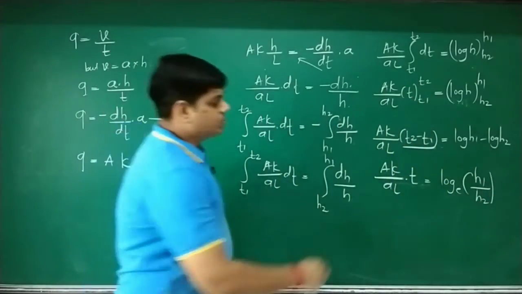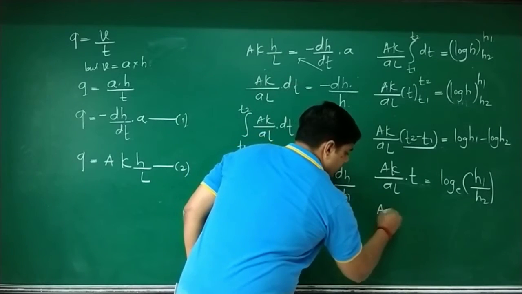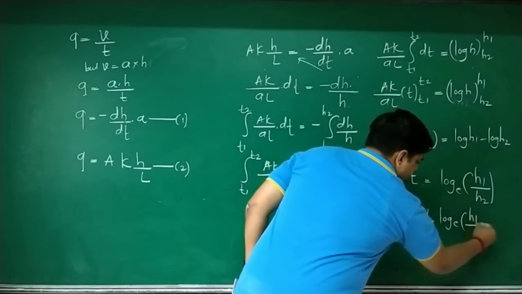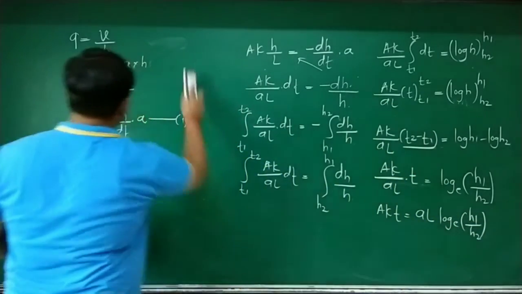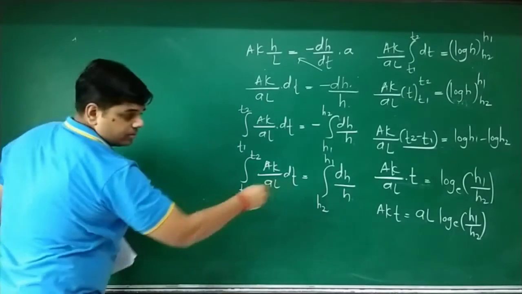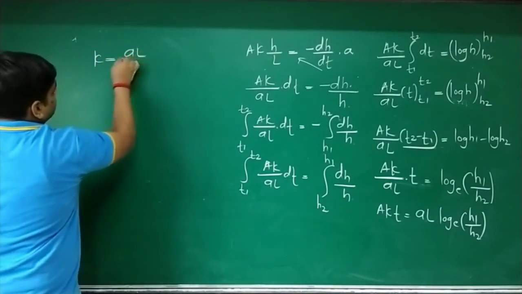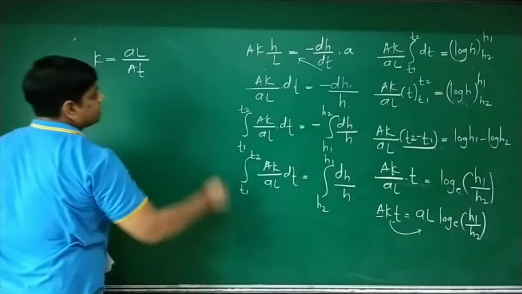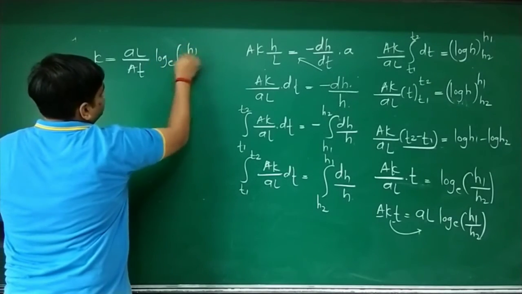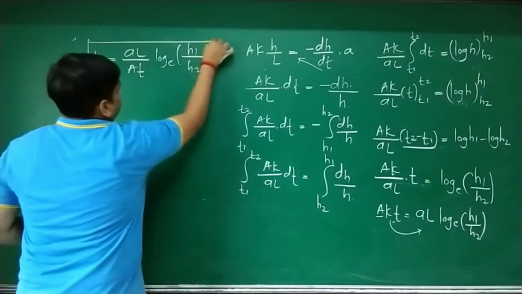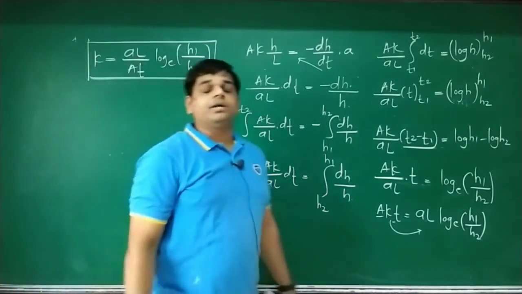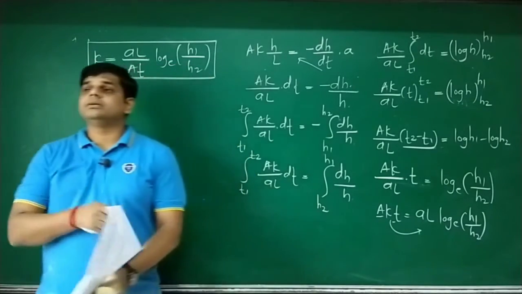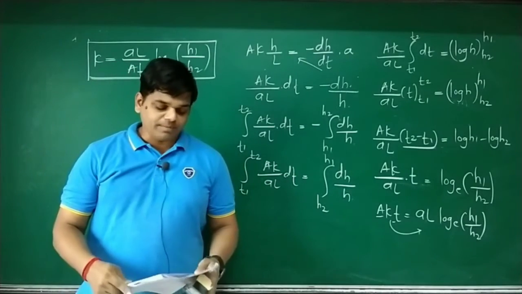I want permeability, so I am going to transfer the term to the right hand side. So AK T equals AL log to the base e of H1 upon H2. Okay. Now done here. Now K equals AL upon AT, this AT transferred to the right hand side, log to the base e of H1 upon H2. And this is the expression for finding permeability of a soil mass when head is variable. Okay. So here completes the second method for determination of permeability.